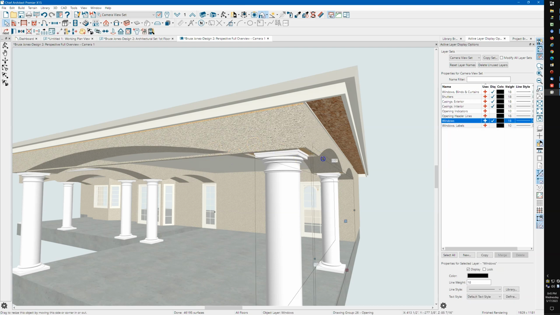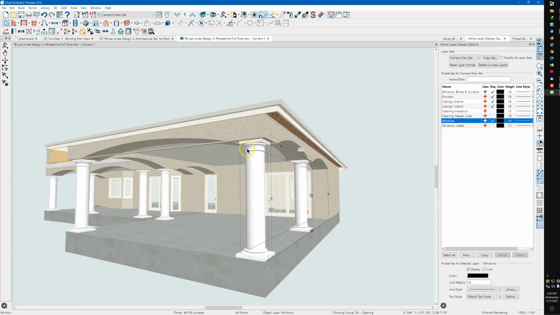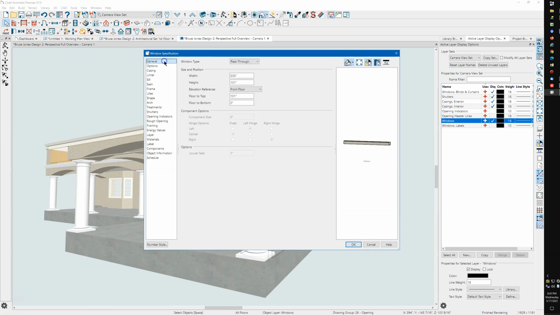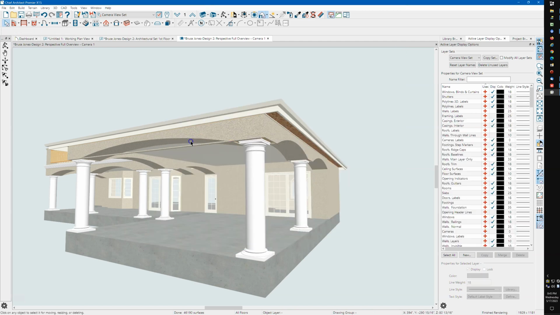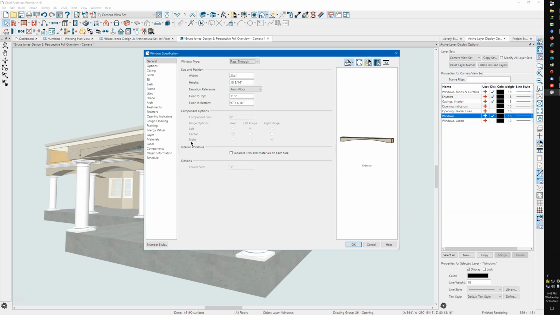Well, these over here seem to work, but these windows go all the way to the bottom. And this one doesn't. So let's try to make it 101. We'll make that 0.